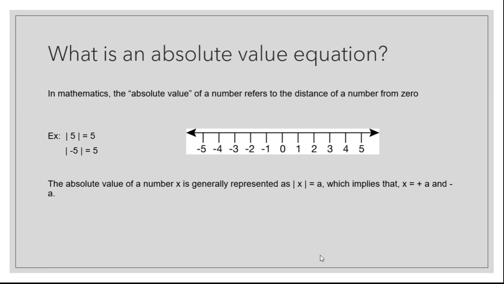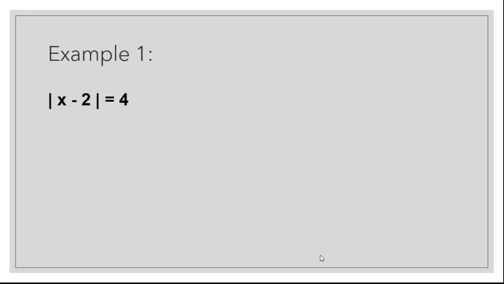The absolute value of a number x is generally represented in an equation as the absolute value of x equals a, which implies that x equals positive a and negative a, or plus or minus. You're going to have to solve for both. That's what we're going to do in these 3 sample problems. Starting off with example 1, it's pretty easy.